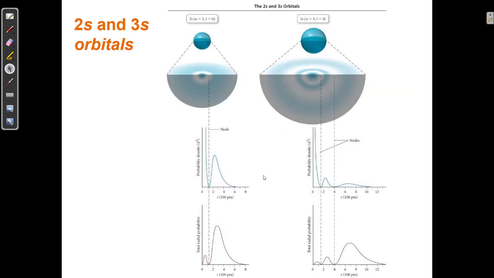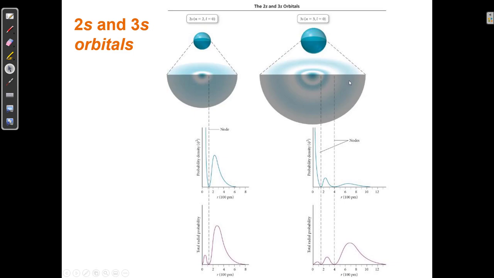Here is a 2s and a 3s orbital. S orbitals are always spheres. 1s is a sphere, 2s is a sphere, 3s is a sphere. 2s is bigger than 1s. 3s is bigger than 2s. So as the number gets bigger, the orbital gets bigger. It also gets more nodes. 1s has 0 nodes. 2s has 1 node, 2 minus 1. 3s has 2 nodes, 3 minus 1.